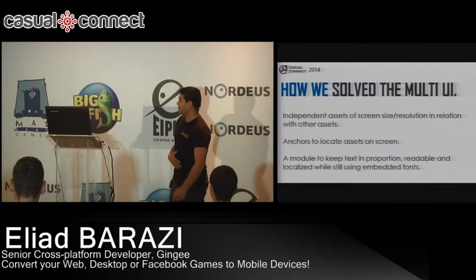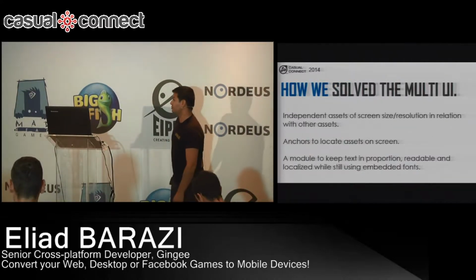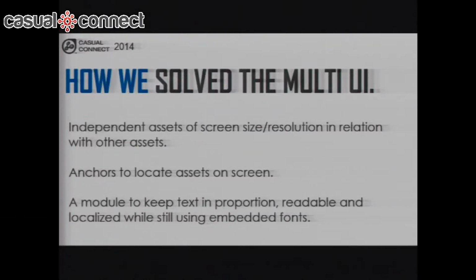Okay, I want to talk about three major points we had in the process. First of all, independent assets of screen size and resolution. We need to take care of each asset independently. Take care of its resolution, its graphics, its location on the screen, its relation with other assets. Once you take care of each asset independently, you make it look good, you make sure it would look in the right spot, and this will make you go on.